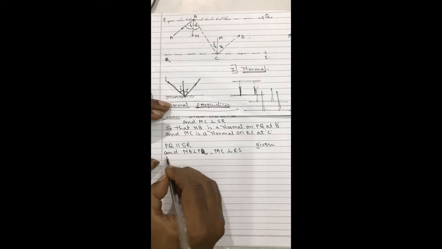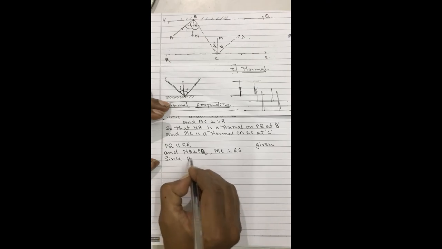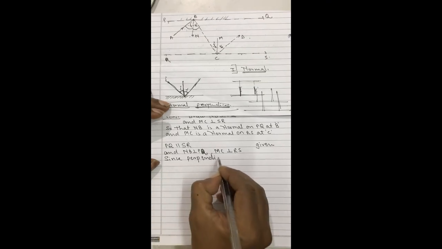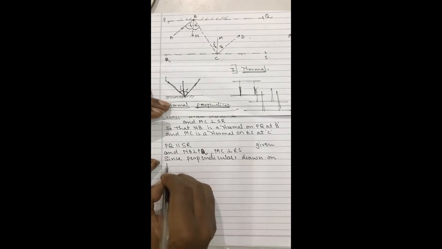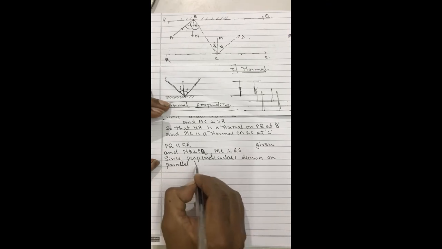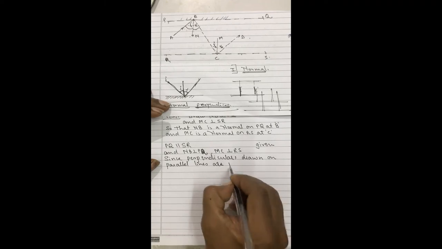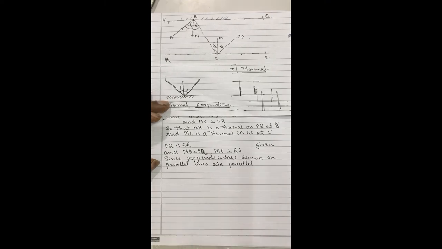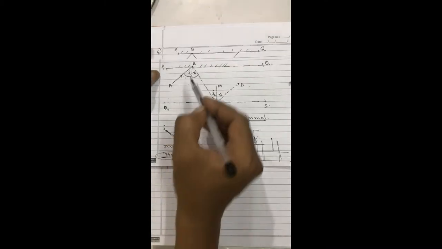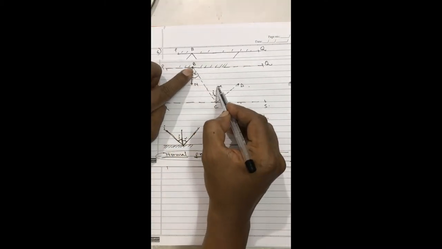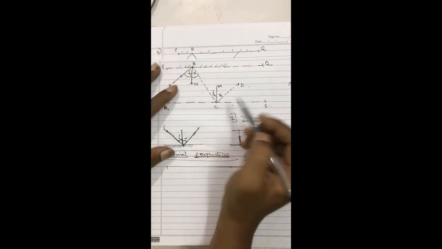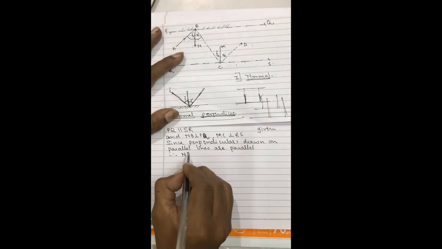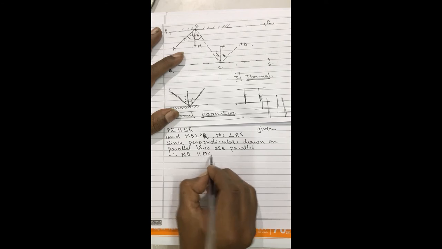But since perpendiculars drawn on parallel lines are parallel, I hope you are getting it. These are the perpendiculars. NB is a perpendicular and MC is a perpendicular drawn on parallel lines PQ and RS. Therefore, NB has to be parallel to MC. Therefore, NB is parallel to MC. This is important. Okay, fine.